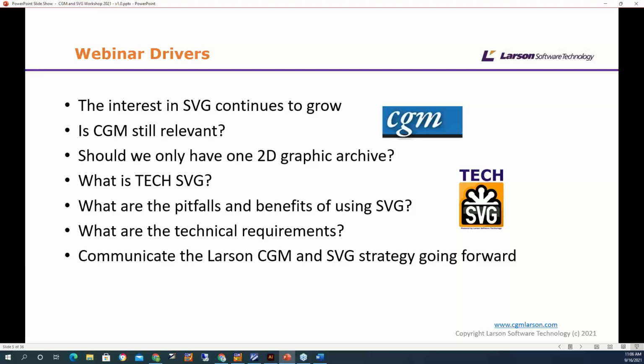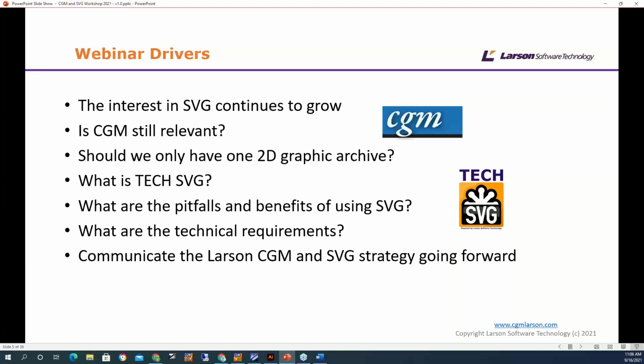And one of the things is that the interest in SVG is continuing to grow. One of our most popular products is our CGM to Vector or CGM to SVG converter, which I'll give you a brief demo of later on. And one of the questions we get asked by customers is: is CGM still relevant? We believe it is because it's still in the specifications, but again, we'll cover that as we go along. Should we only have one 2D graphic archive? Again, that will be dependent on your requirements as a company or an organization.